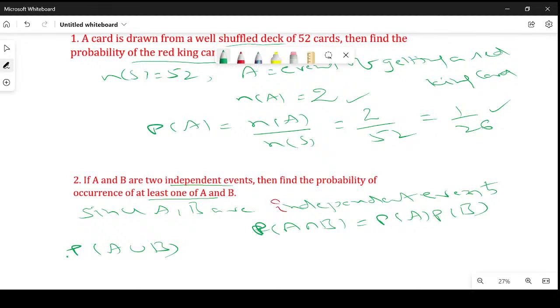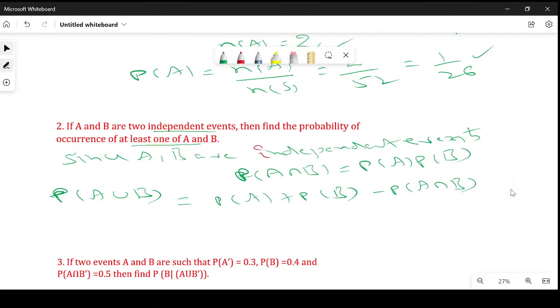I should find P of A union B, which we know is P of A plus P of B minus P of A intersection B. At least one of A and B means you should find the union: P of A plus P of B minus P of A intersection B.